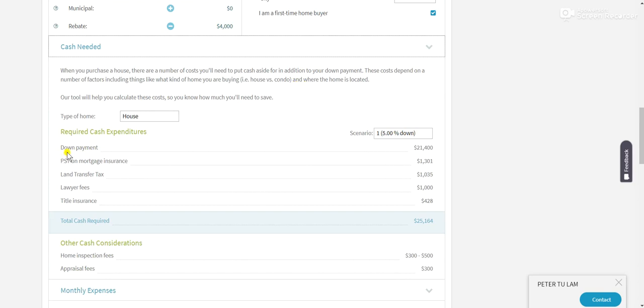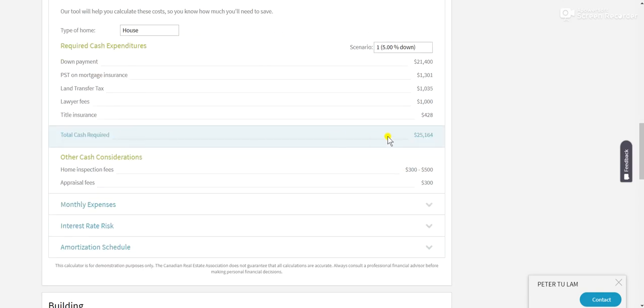So you do need your down payment, the PST on the mortgage insurance. So CMHC fee if you have less than 20% down, that's a crucial one. Land transfer tax, that varies again as above. Lawyer's fees, I would always go a little bit heavier on the lawyer's fees. Budget for about $2,500 just in case, because there are going to be disbursements as well that they aren't talking about in the $1,000. Title insurance, yes, you'll need it, so they're saying total cash required.